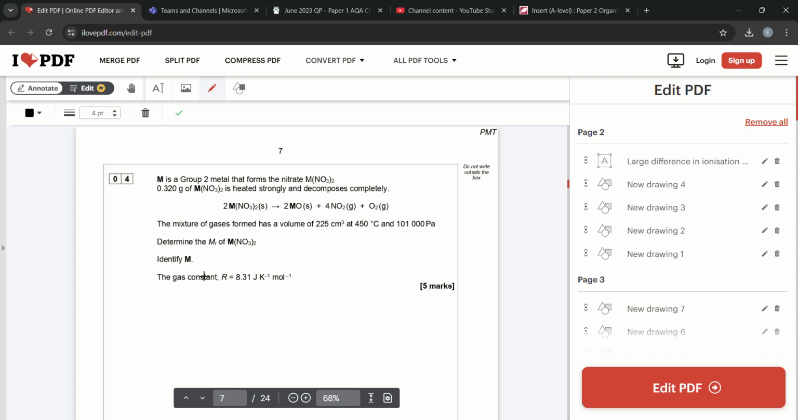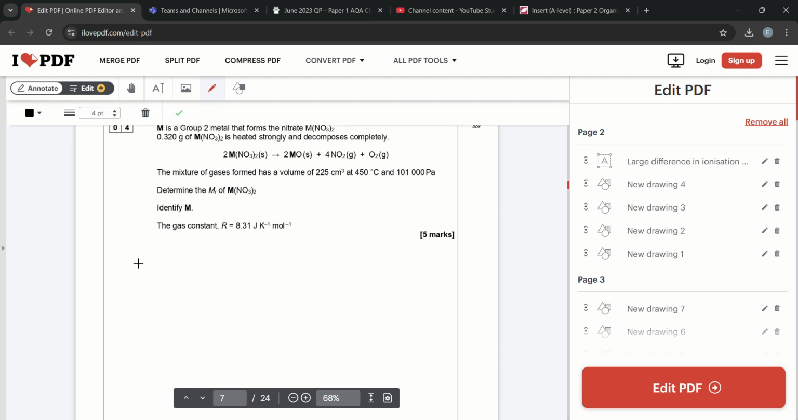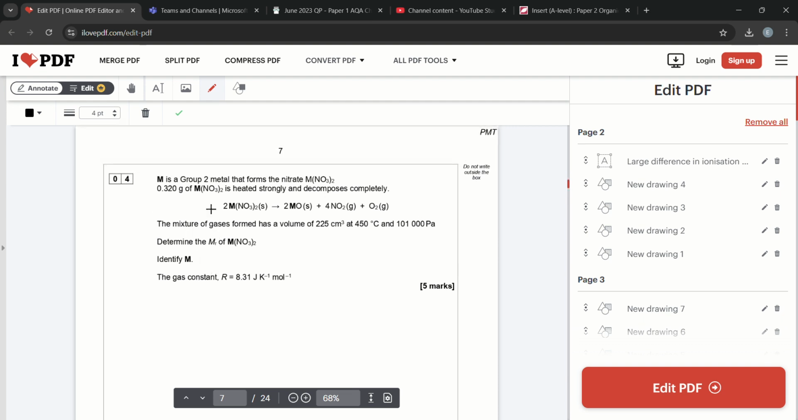Now this question, I'm pretty sure, came up on my November mocks, and I struggled really badly with this. I calculated the number of moles, PV equals nRT, and I just was confused. But if you read the question properly, which I did not do, M is a group 2 metal. This decomposes completely, and the mixture of the gases formed has this volume. So we find the moles of gas, then the moles of this, then the Mr of this, and that's how we get it.